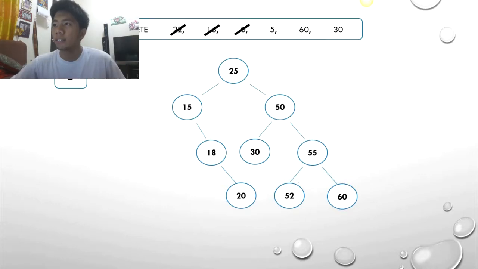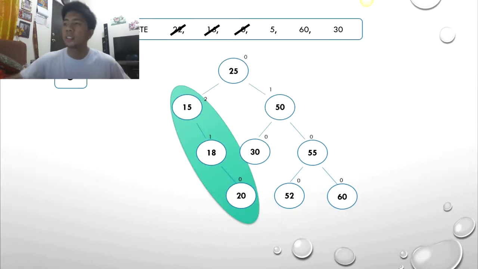Here you can see that we have already deleted the node 5. Now, what we need to do is to calculate the balance factor of these three to know if this is balanced or not balanced. Since 15 has no child on the left and has 2 children on the right, the balance factor of 15 is 0 minus 2.